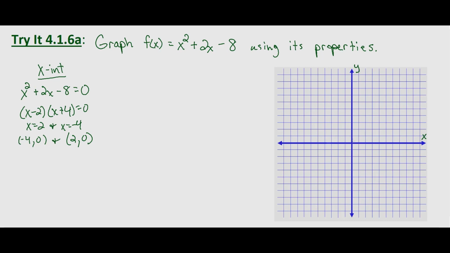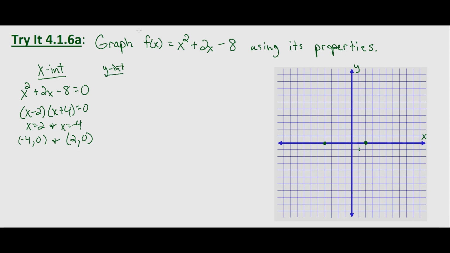So negative 4, 0. Let's go ahead and make each one of these points. Let's see how far down we go. 1, 2, 3, 4, 5, 6, 7, 8, 9, 10. We should be okay, so we'll just stay with a scale of each grid mark being 1 unit. So we'll graph our negative 4, 0, and 2, 0.